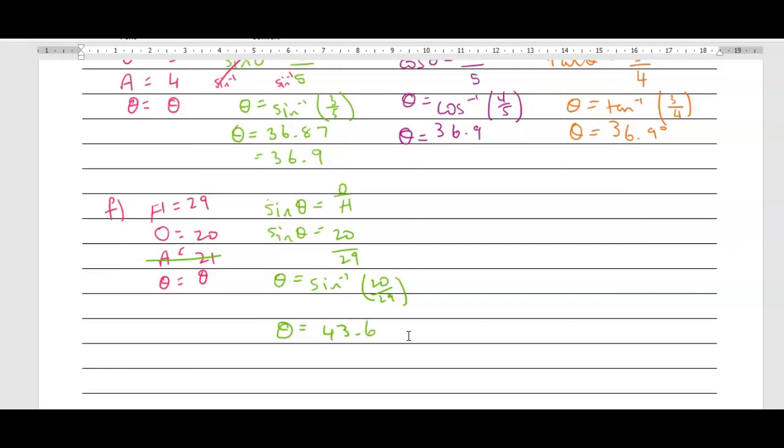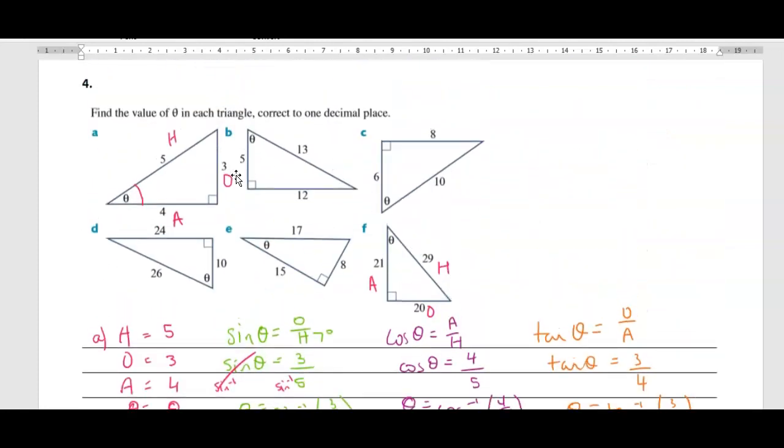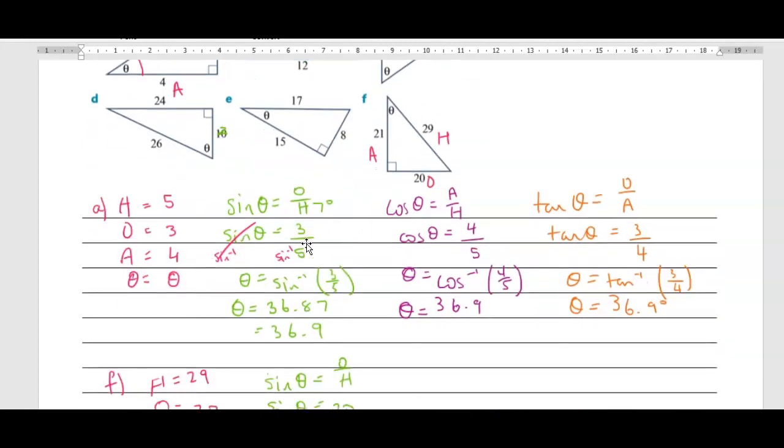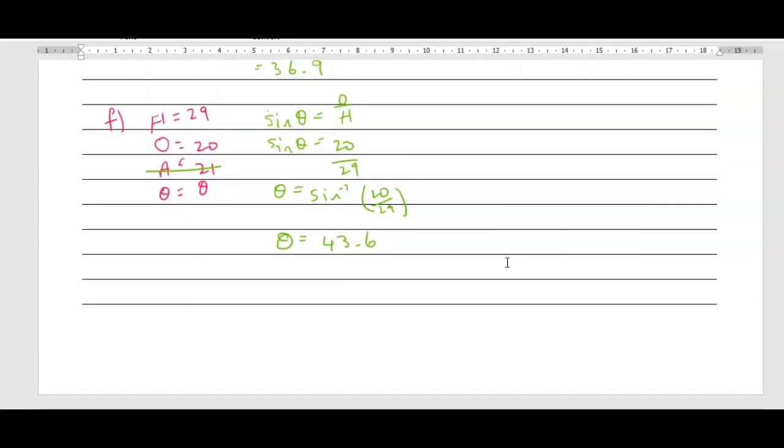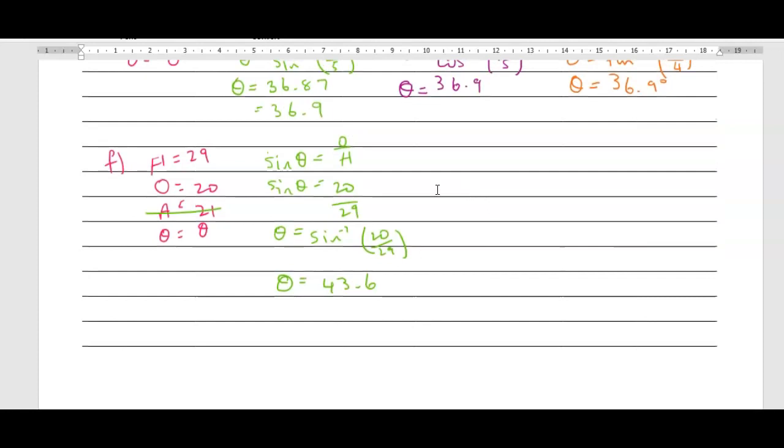All right, so go ahead and do the others. Now you have been given all 3 sides, so you can choose which sides you want. If it helps, you can cross off the sides you don't want to use. It's up to you. I've shown you sine, cos, and tan. You can do all 3 for each of them, but you're going to be there for a while. The main thing is, girls, when you're finding an angle, you use the inverse sine, cos, or tan.